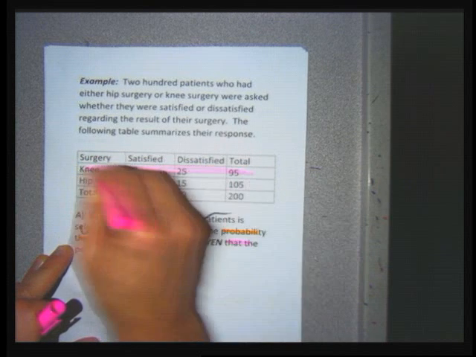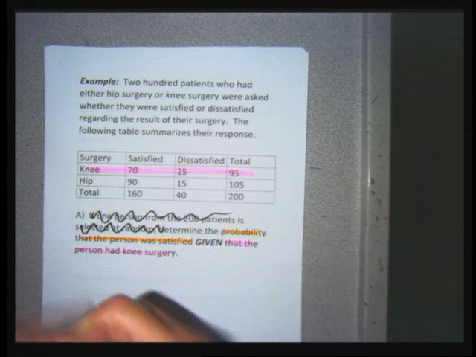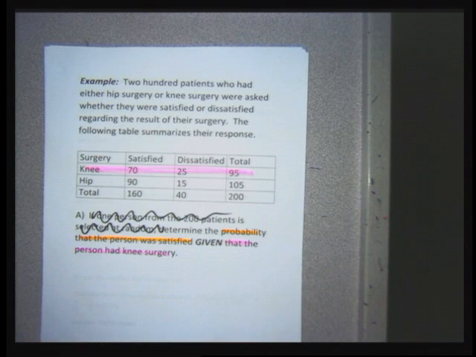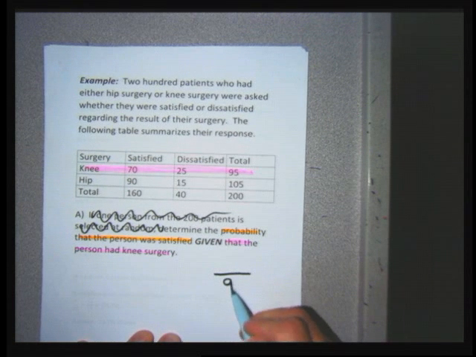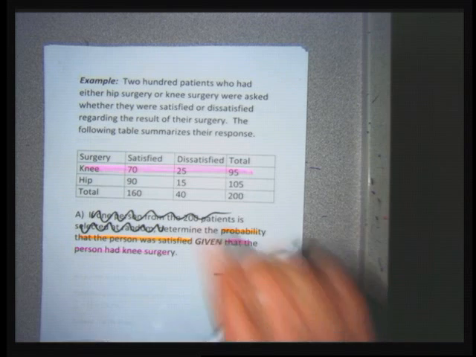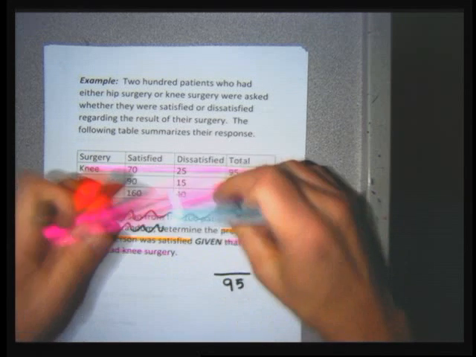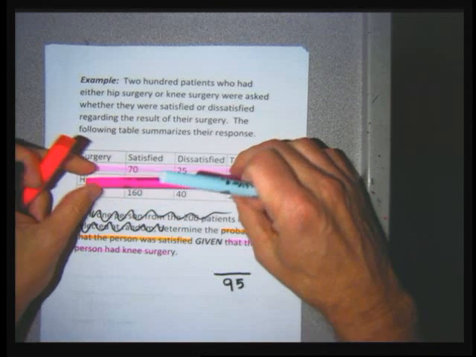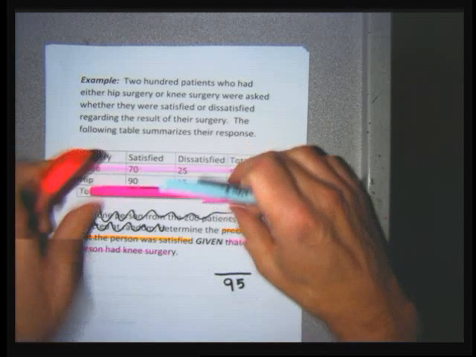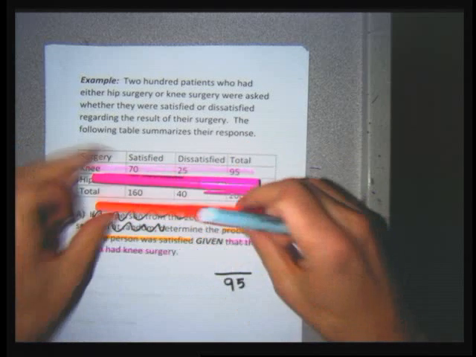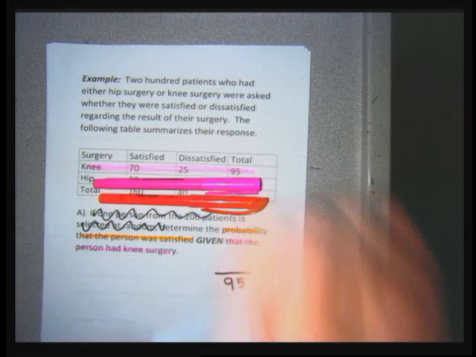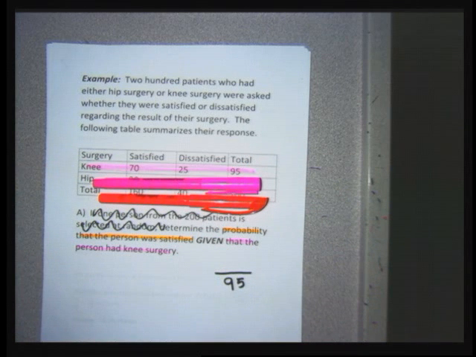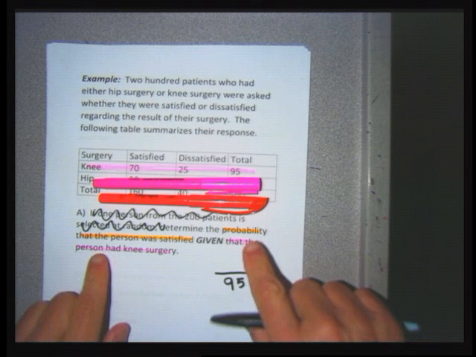So these are all the people that fit the criteria that they had knee surgery. The denominator for this probability is going to be 95 because I'm not looking at any of the people that had hip surgery, and I'm not looking at any of these totals on the bottom because those all include people that had hip surgery.